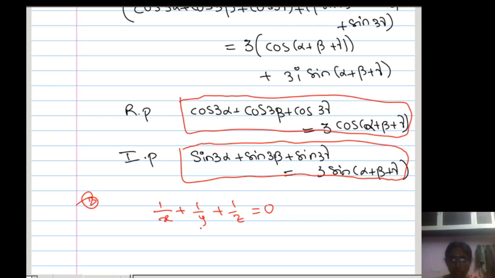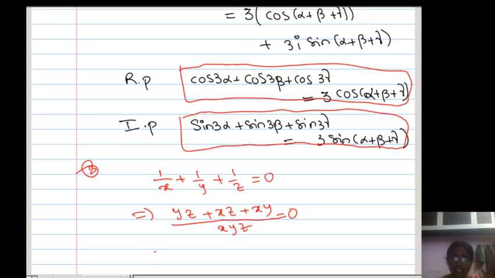So using that, if you take the LCM of x, y, z, you can write this as yz plus xz plus xy by xyz is equal to 0. I can write this as xy plus yz plus zx is equal to 0. Now I want to use this condition in the third case. So what did I get? We know that xy plus yz plus zx is equal to 0.